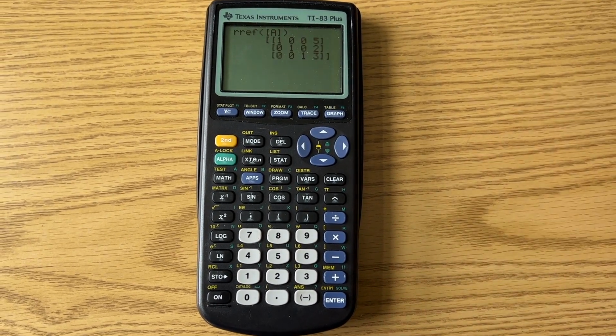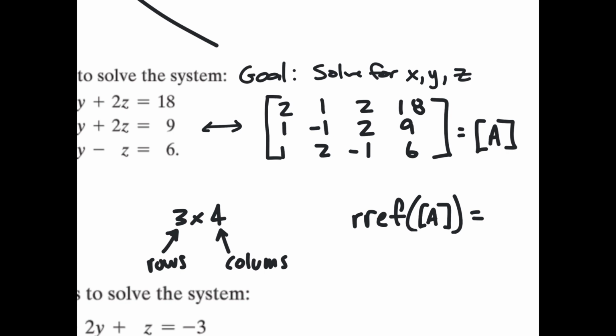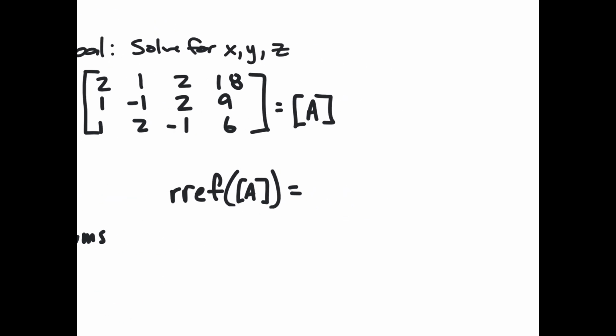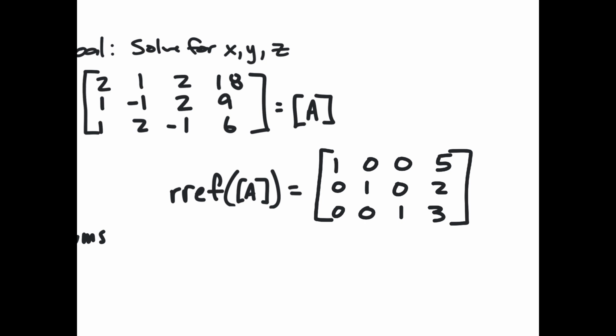And then I'll talk to you about what happens from here. All right, so once we have done that in the calculator, RREF of matrix A, we get a new matrix. All right, and I'm going to write down the numbers. It's going to be 1, 0, 0, 5, 0, 1, 0, 2, 0, 0, 1, 3. Okay, and what this tells me is that my X value is equal to 5. It tells me that my Y value is equal to 2, and that my Z value is equal to 3, okay?